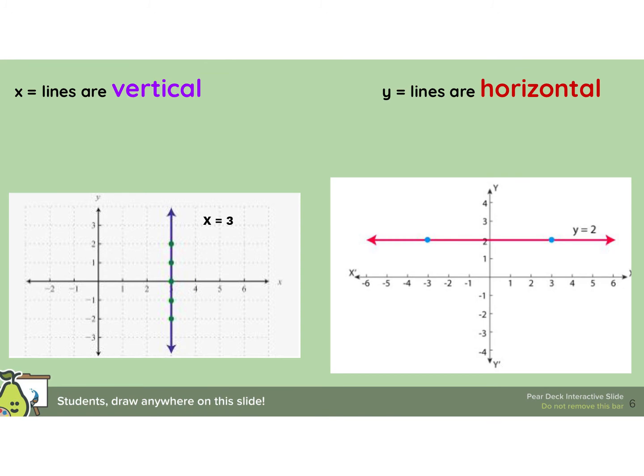And this is just a reminder that x lines are vertical. So this is the line x equals 3. You go to 3 on the x-axis, then you draw a vertical line. Y lines will be horizontal. So this is the line y equals 2. You go to 2 on the y-axis, and then you draw a horizontal line. Just a reminder for you.